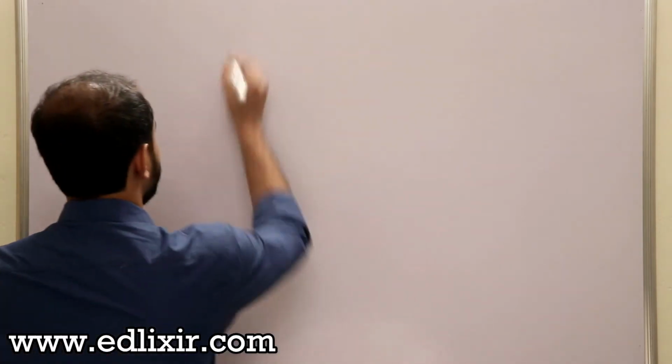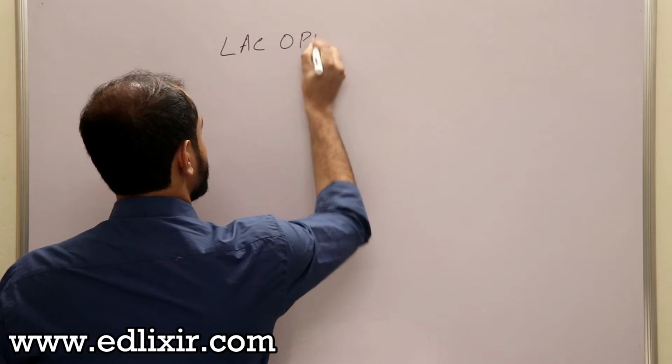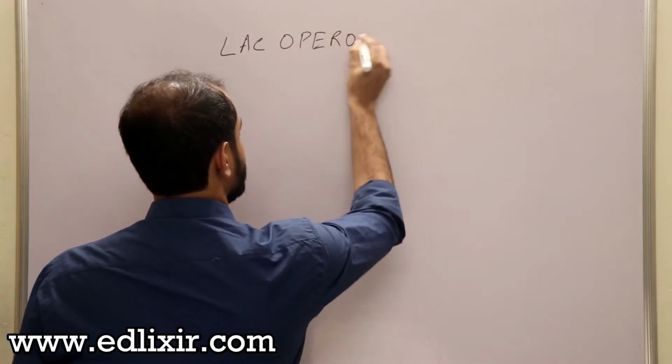Clear? Now, do you know what is the important thing about the control of genetic elements in prokaryotes? The important thing is that it is known by the name of Lac Operon primarily. Clear?